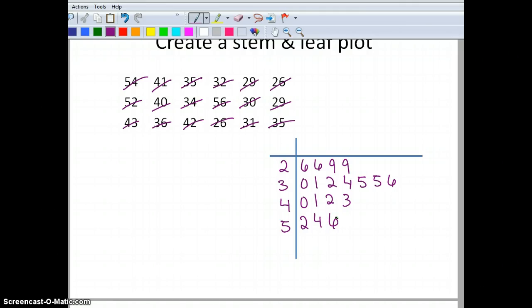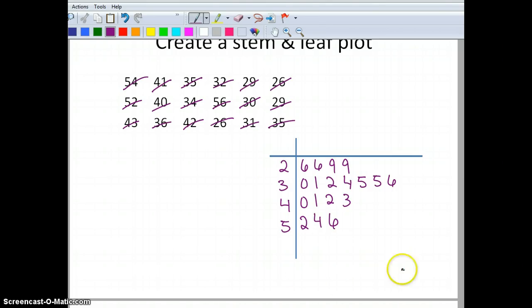So I just want to make sure I've got all of my numbers accounted for. I have 3 by 6, that's 18. So let's see if I have 18 numbers. 1, 2, 3, 4, 5, 6, 7, 8, 9, 10, 11, 12, 13, 14, 15, 16, 17, 18. Now that's just a way for me to double check and make sure I have all of my information.